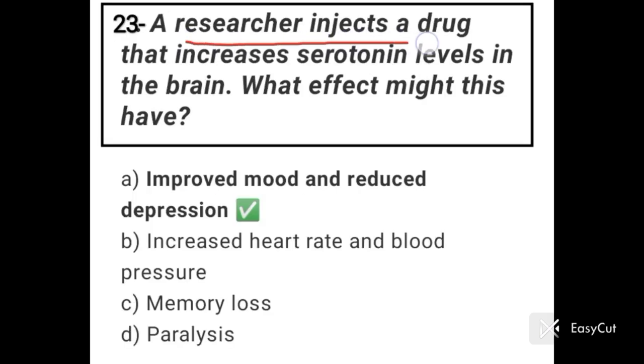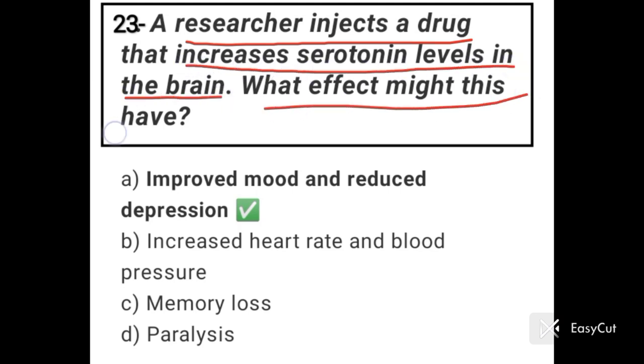A researcher injects a drug that increases serotonin level in the brain. What effect might this have?